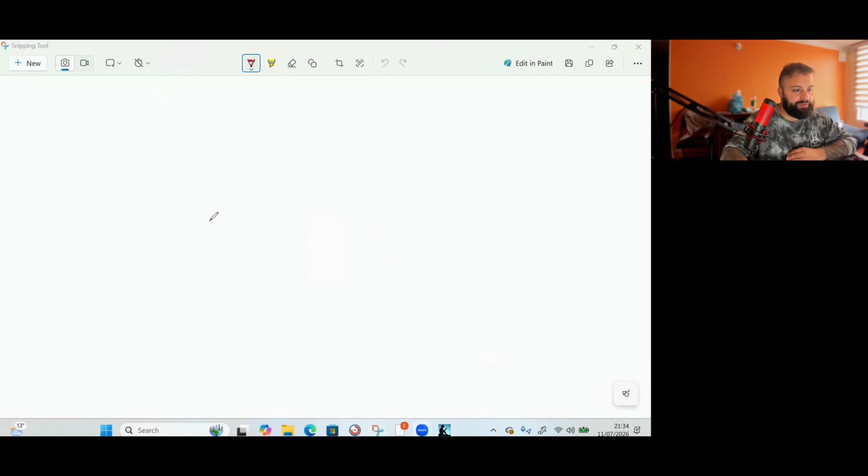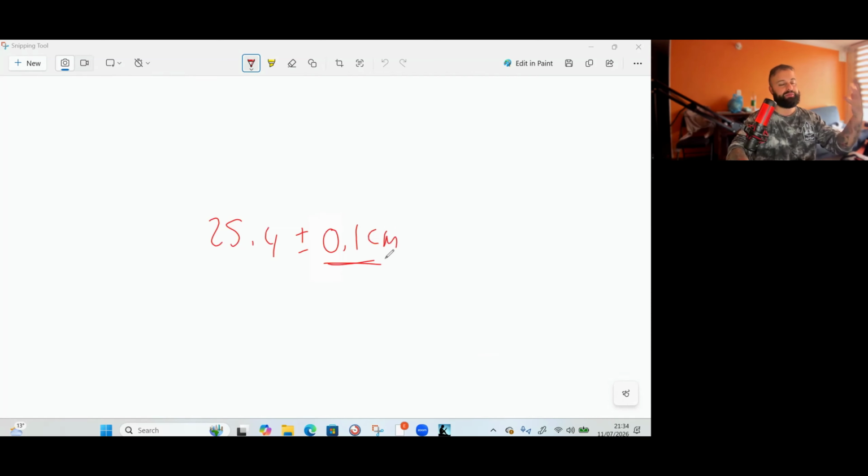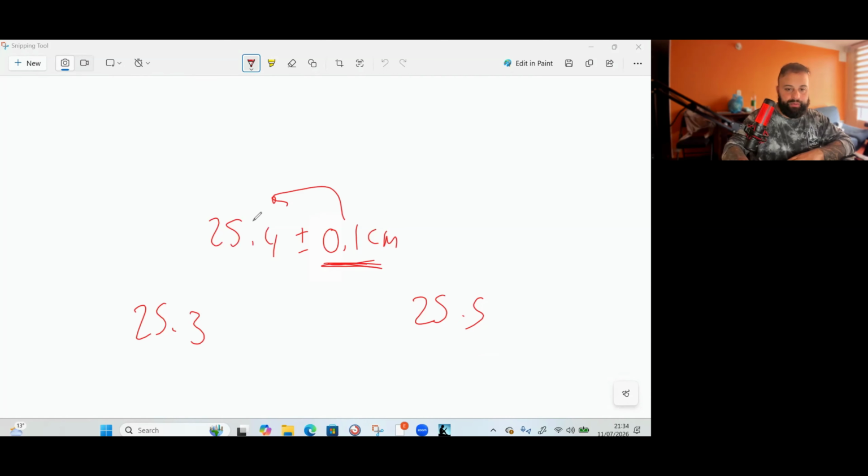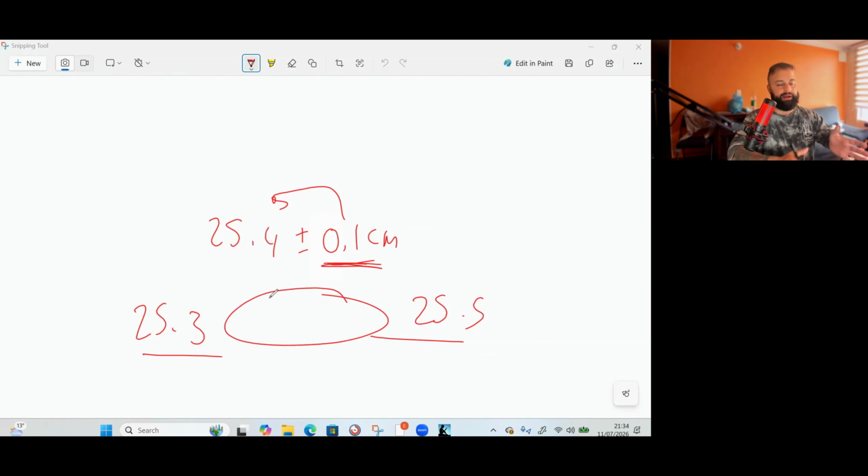Now, what that basically means, if I have a value of 25.4, and this is in centimeters, what a physicist might do is plus or minus 0.1 centimeters. This is just the error bound. Maybe you've heard about it in math, but basically the value could be anywhere between 25.3 and 25.5. You either add the 0.1 or you minus the 0.1, and that gives you the interval. So anything between that is good. Anything beyond that or under that, not so good.